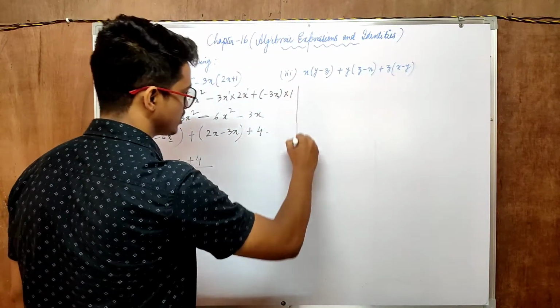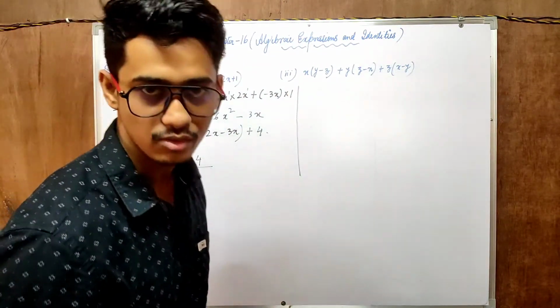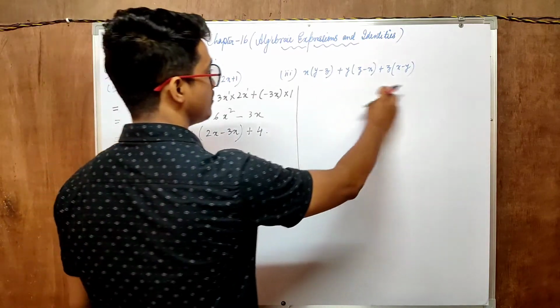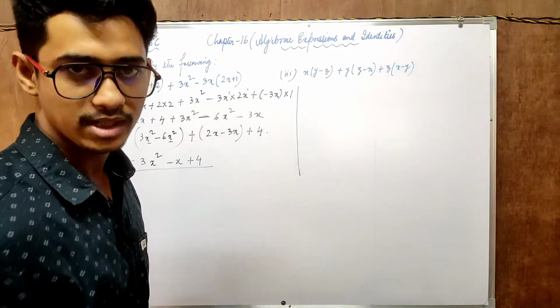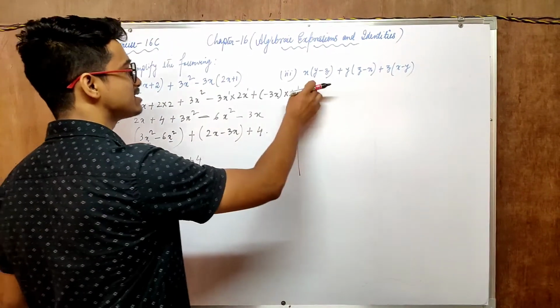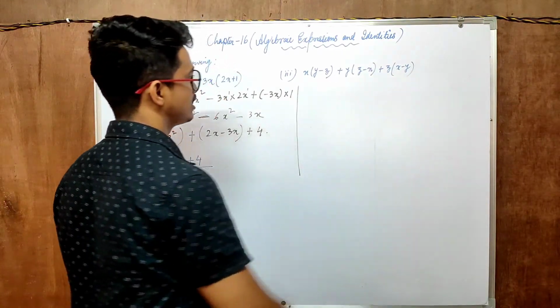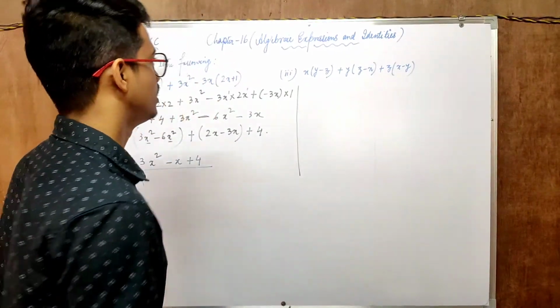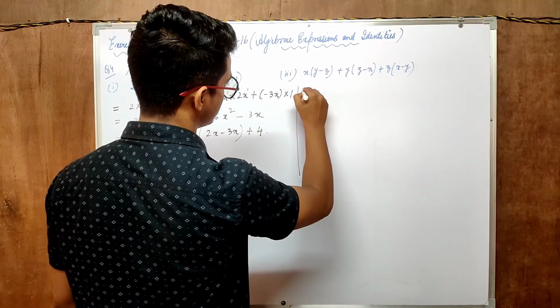Moving on to our next part, that is question number 3, the last question. There are 3 brackets, so that means 3 multiplications will take place. And how many insiders are there? 2, 2, 2. So that means we have to multiply it 2 times. Simple. Outsider is getting multiplied with the insider.